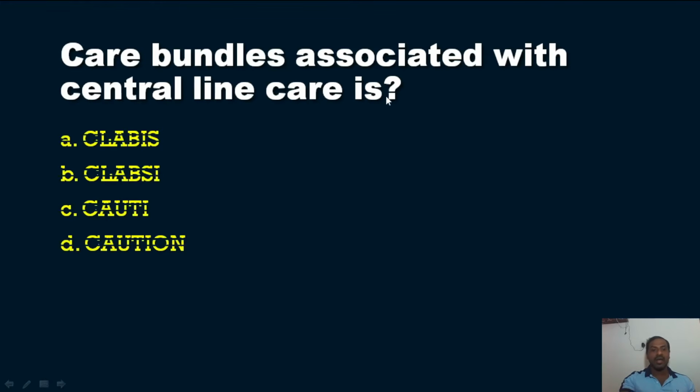So your options are, first one is CLABIS. The second option is CLABSI. The third one is CAUTI, and the final option is CAUTION. So what is the answer for the care bundles associated with the central line care? Definitely it is CLABSI.